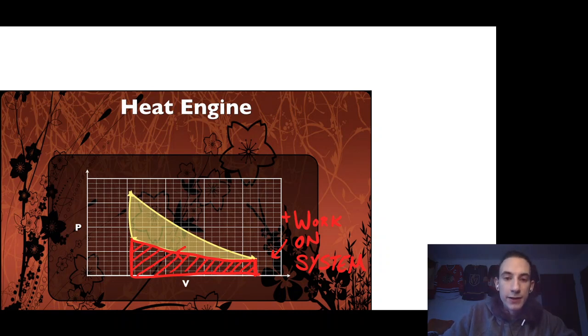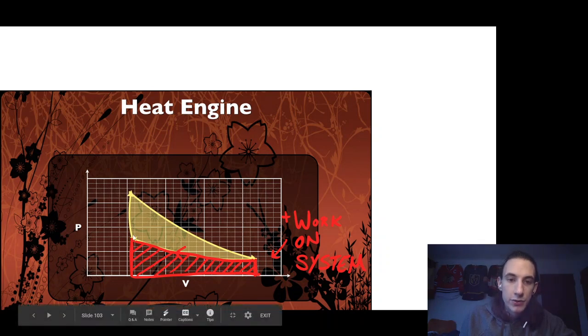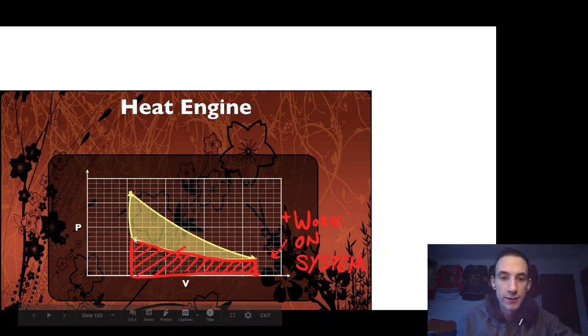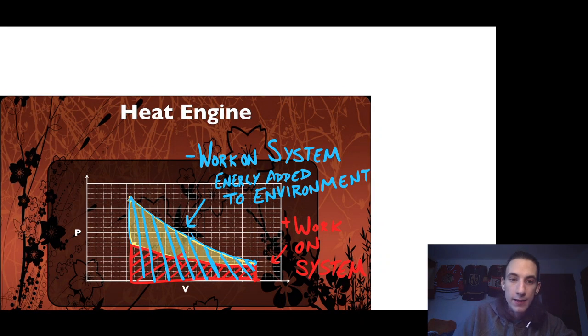So what we can look at here is each process, not each cycle. If we go from this state to this state, we can see we have a volume decrease, so we have positive work done on our system. If we go from here to here, it's straight up, so we don't have any change in volume. If we go from this state to this state, we have an increase in volume, and that increase in volume means negative work is done on our system. Energy is applied to the environment, or added to the environment.